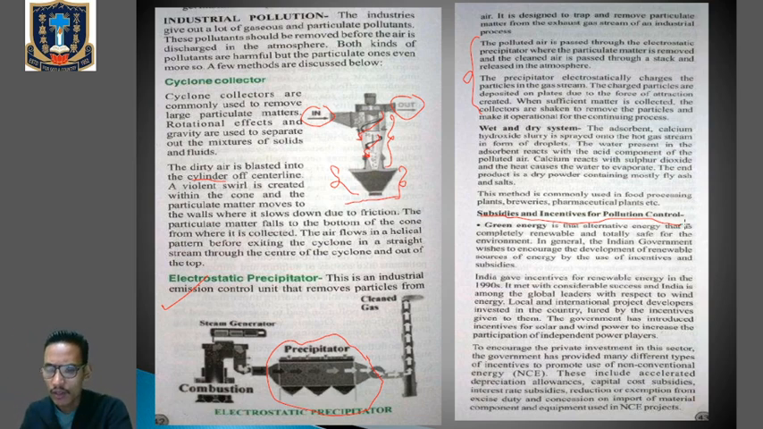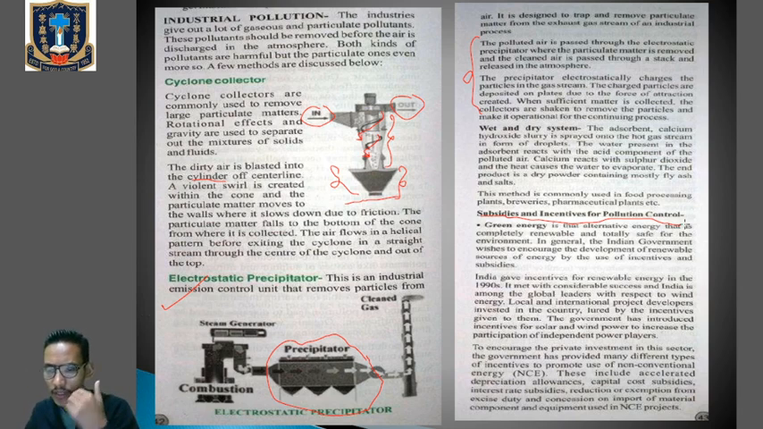because the government of India is mainly giving incentives and subsidies to promote the use of renewable sources of energy. So the government has introduced incentives for solar and wind power to increase the participation of independent power players. So they are encouraging the proper development of renewable sources of energy. To encourage private investors in this sector also, the government has provided many different types of incentives to promote the use of NCE, non-conventional energy.